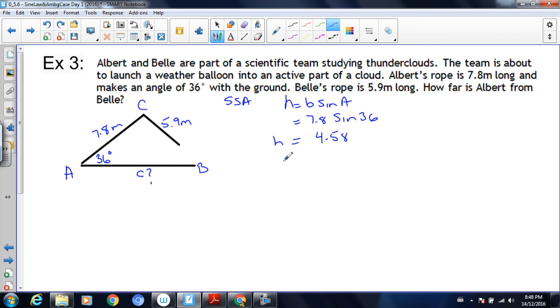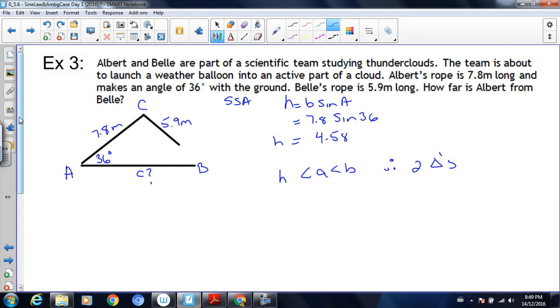Now side a is 5.9, and side b is 7.8. Is side a greater than or less than side b? Well, 5.9 is less than 7.8. And is side a greater than or less than the height? Well, 5.9 is greater than 4.58. So therefore, because side a is greater than the height and less than side b, we have two triangles.